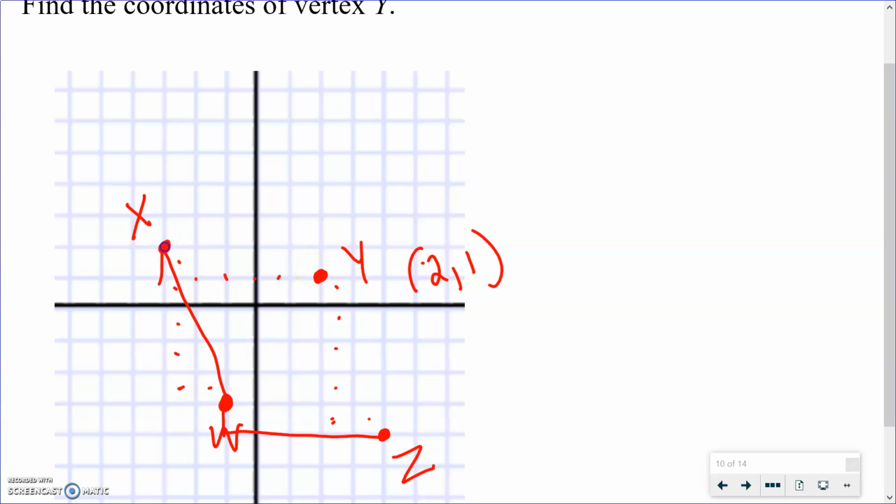But what we have to remember is that this is a parallelogram, so all the sides are parallel and congruent. So that means those are the same and these are the same. Okay.